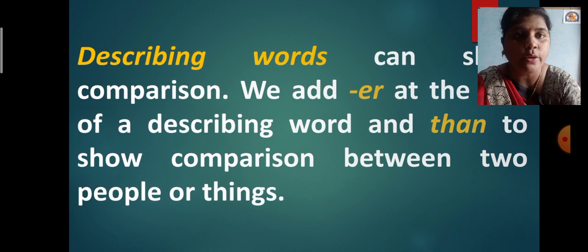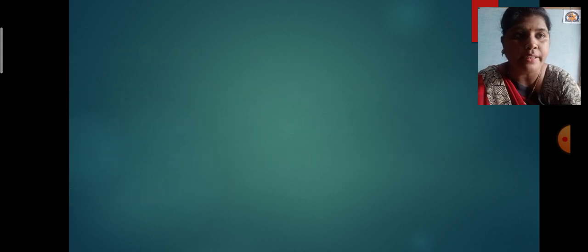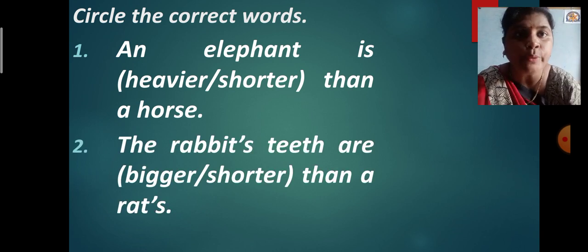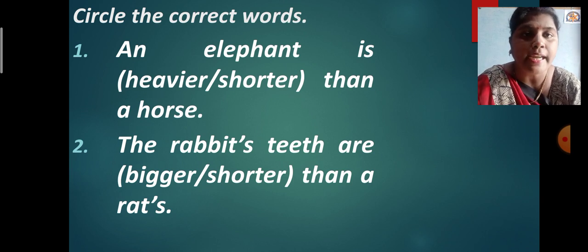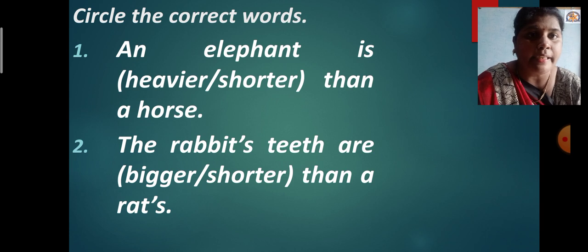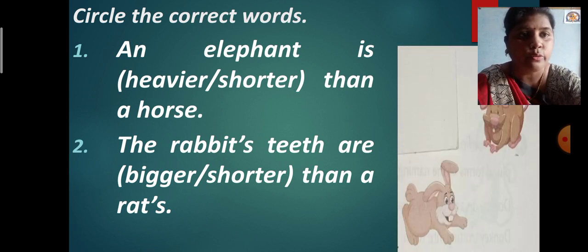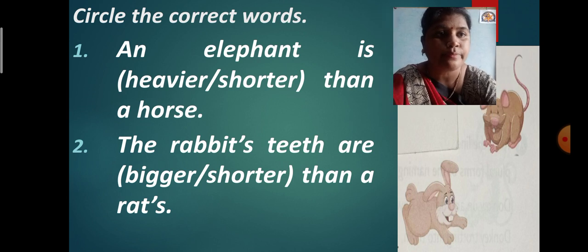So I hope you understood what is given in this lesson. Now there is an exercise, so let us try to solve it. Circle the correct words. What you have to do is circle the correct words. Number 1: an elephant is heavier or shorter than a horse. You already know that. See, here is the picture.